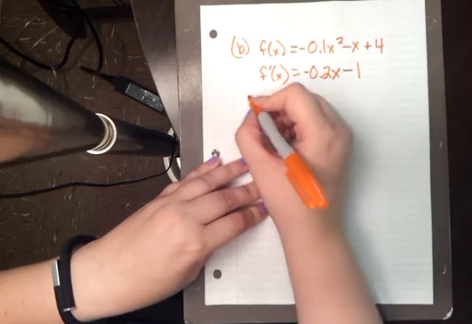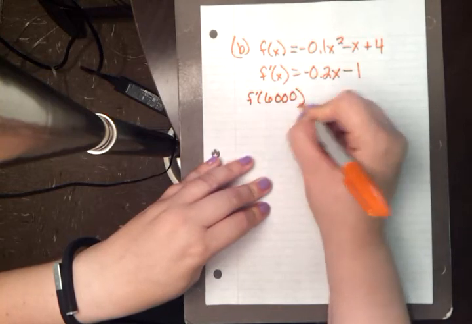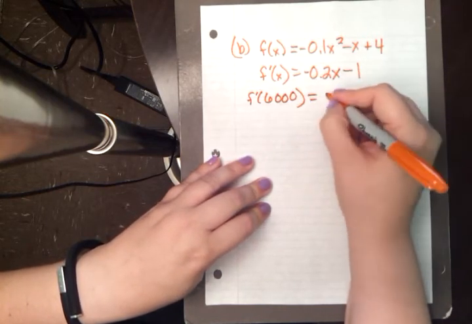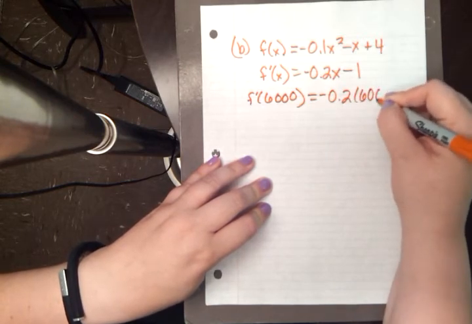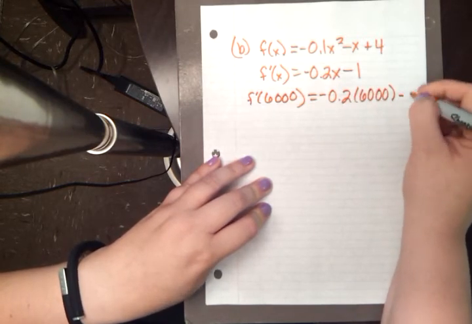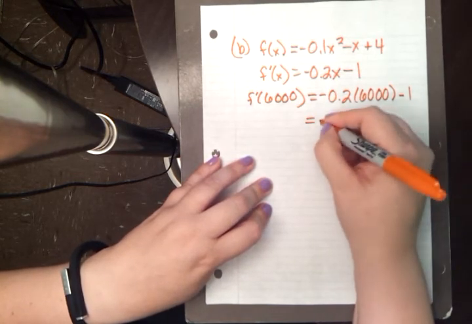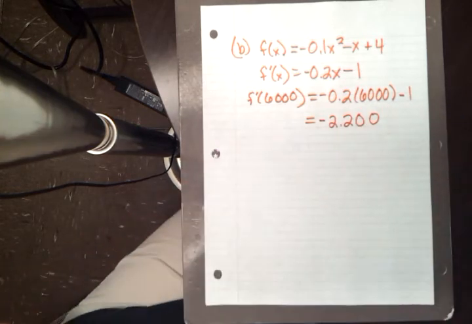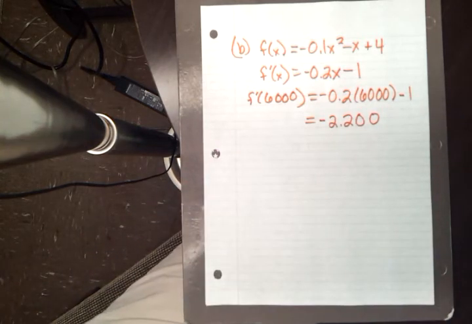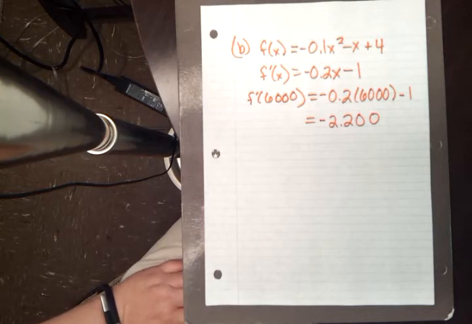And if we now find f prime of 6,000, which is what they're asking for in this question, we get negative 0.2 times 6,000 minus 1. If you plug that into your calculator, you're going to get negative 2.200. Make sure you are rounding to 3 decimal places, so you don't want to put in negative 2.2 because it's not going to accept that. You need the negative 2.200 for this one.